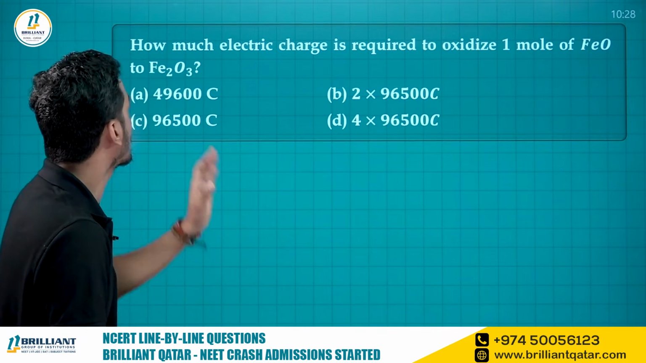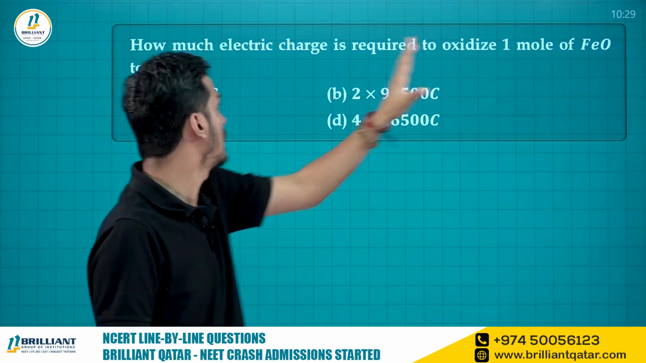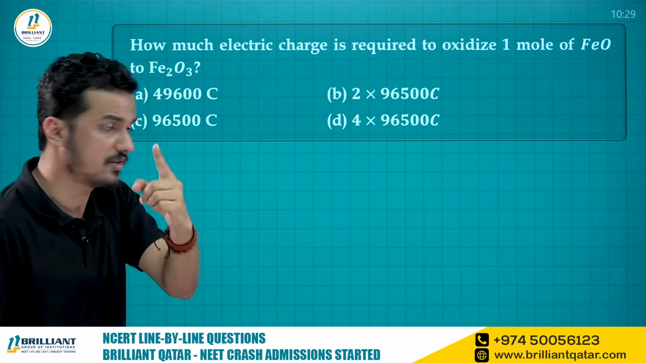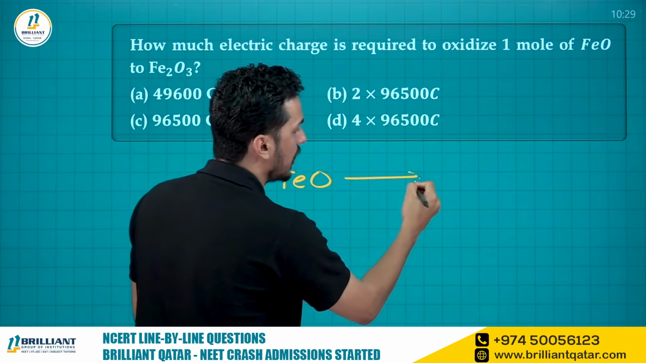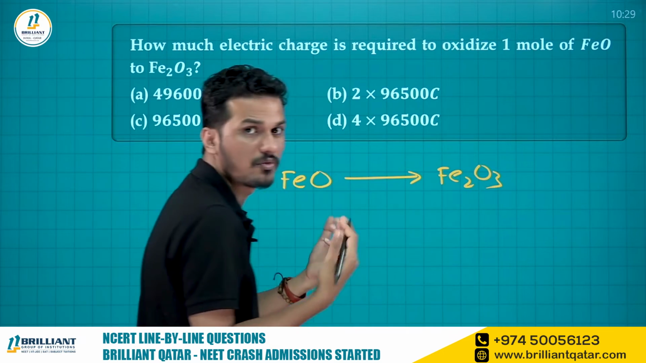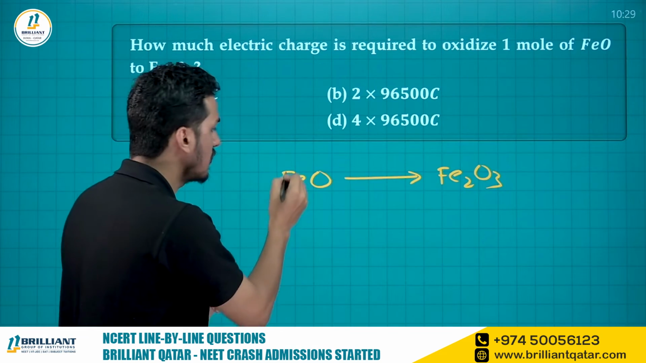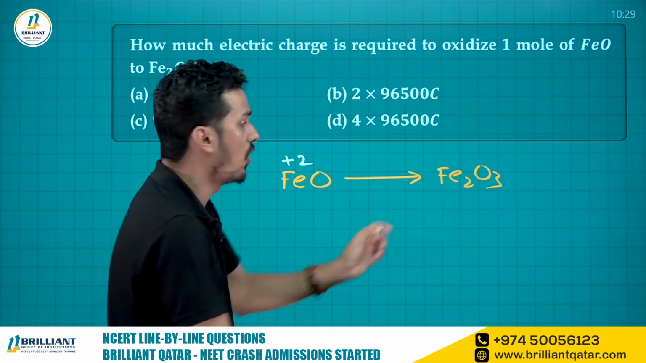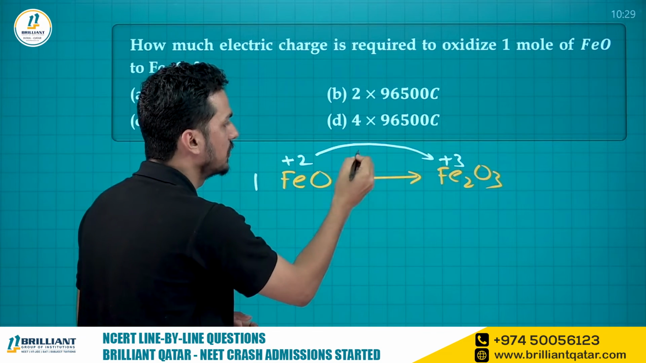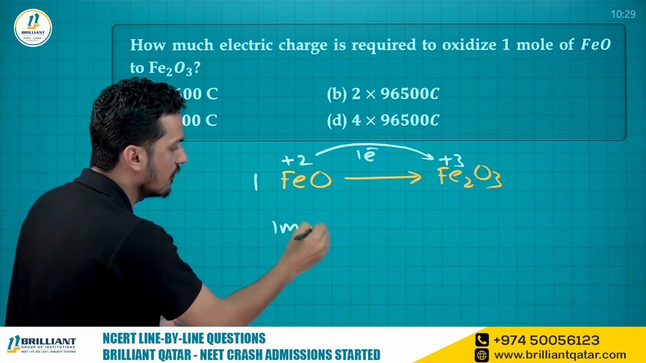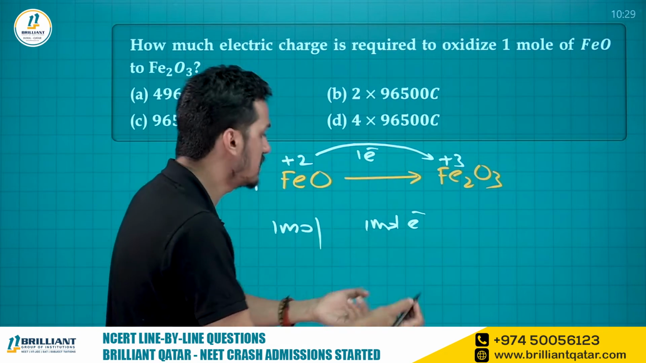What's the question? How much electric charge is required to oxidize 1 mole of FeO to Fe2O3? You have 1 mole of FeO, and you are oxidizing it into Fe2O3. You don't need to think much more. You simply have to know the oxidation states. In FeO, the oxidation state of iron is +2, and in Fe2O3, the oxidation state of iron is +3. So for one Fe2+ to become Fe3+, you need 1 electron. If you take 1 mole of FeO, you need 1 mole of electrons. 1 mole of electrons means 1 farad.